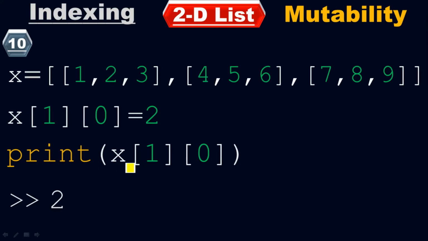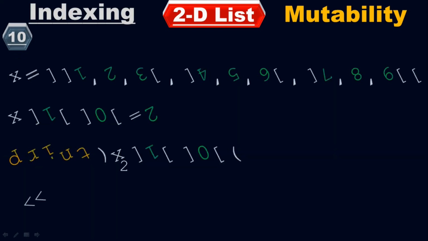Then take the print of x of 1 of 0, you will get 2 in the output. Because remember, at index 1, which is this item, at index 0, which was 4, we have 2 now in the output, because it has been replaced by these 2. So you will get 2 in the output. If you put 5 here, you will get 5. If you put 15 here, you will get 15 in the output. It is up to you. You will get the new value, not this old value in the output.